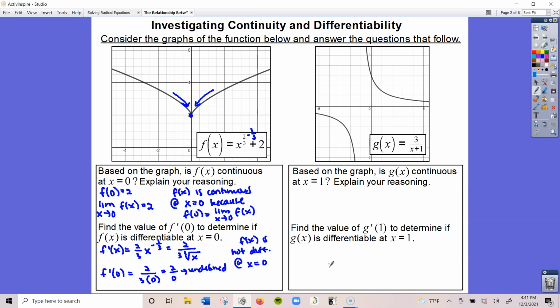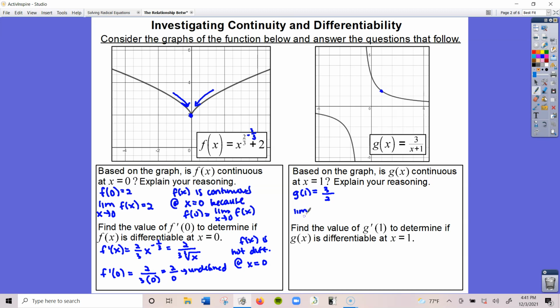Now let's look at this graph. Based on the graph, is g of x continuous at x is equal to 1? And explain your reasoning. So at 1 is right here. We're going to do g of 1. Now I can use the graph, but it looks like it's not an exact value, so I'm just going to plug it into the function. So this would be 3 over 1 plus 1, which is 2. So this is my defined value.